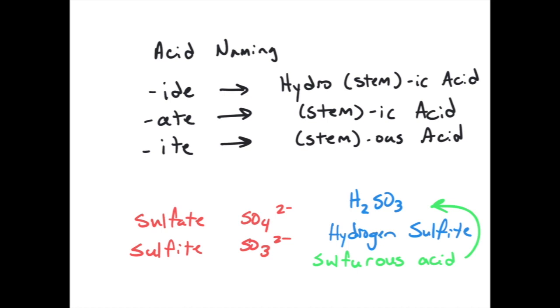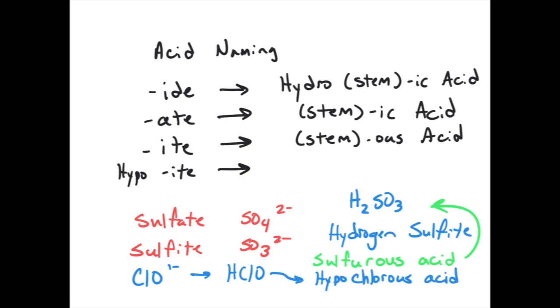This also applies to the hypoites as well. Remember, if we have 2 less oxygens, then we have a hypoite. So for example, ClO, which is hypochlorite, well, this acid would be HClO, and the name of this would be hypochlorous acid. So we just put the hypo out in front to show that we have 2 less oxygens in the acid, but the acid name remains OUS because of the ite anion ending.